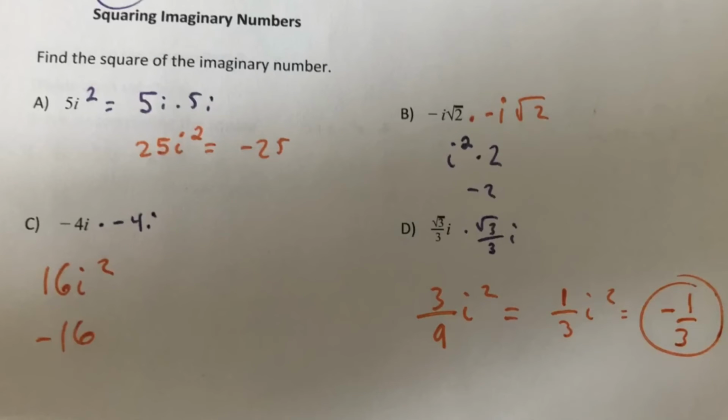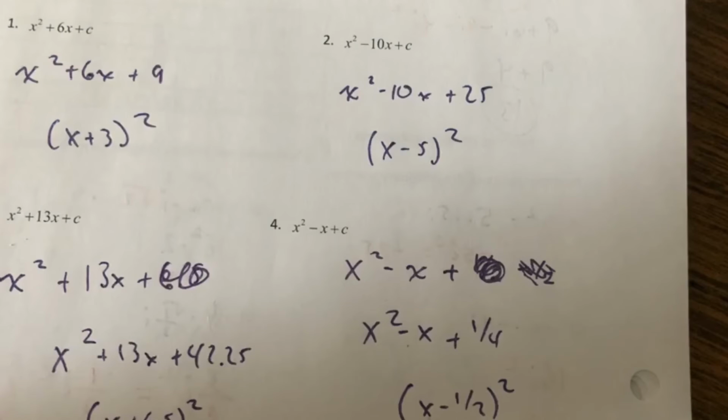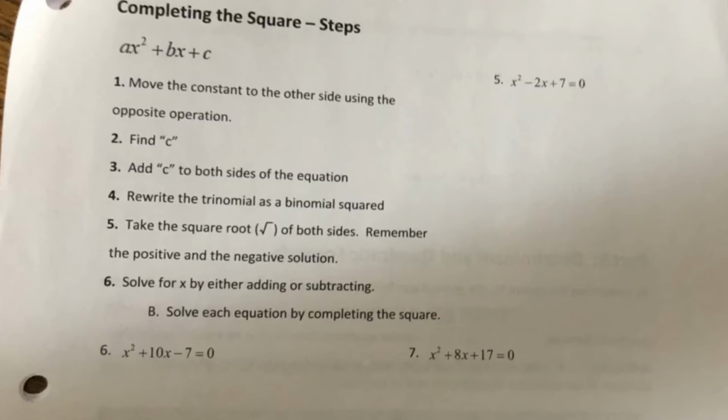Squaring, you're just multiplying that term. Make sure that when you do that, you remember what i is. This is just getting the perfect square binomials. So you're finding the c value that completes the trinomial, so you can factor it out. x minus 5 times x minus 5 would definitely equal x squared minus 10x plus 25. So check your work.